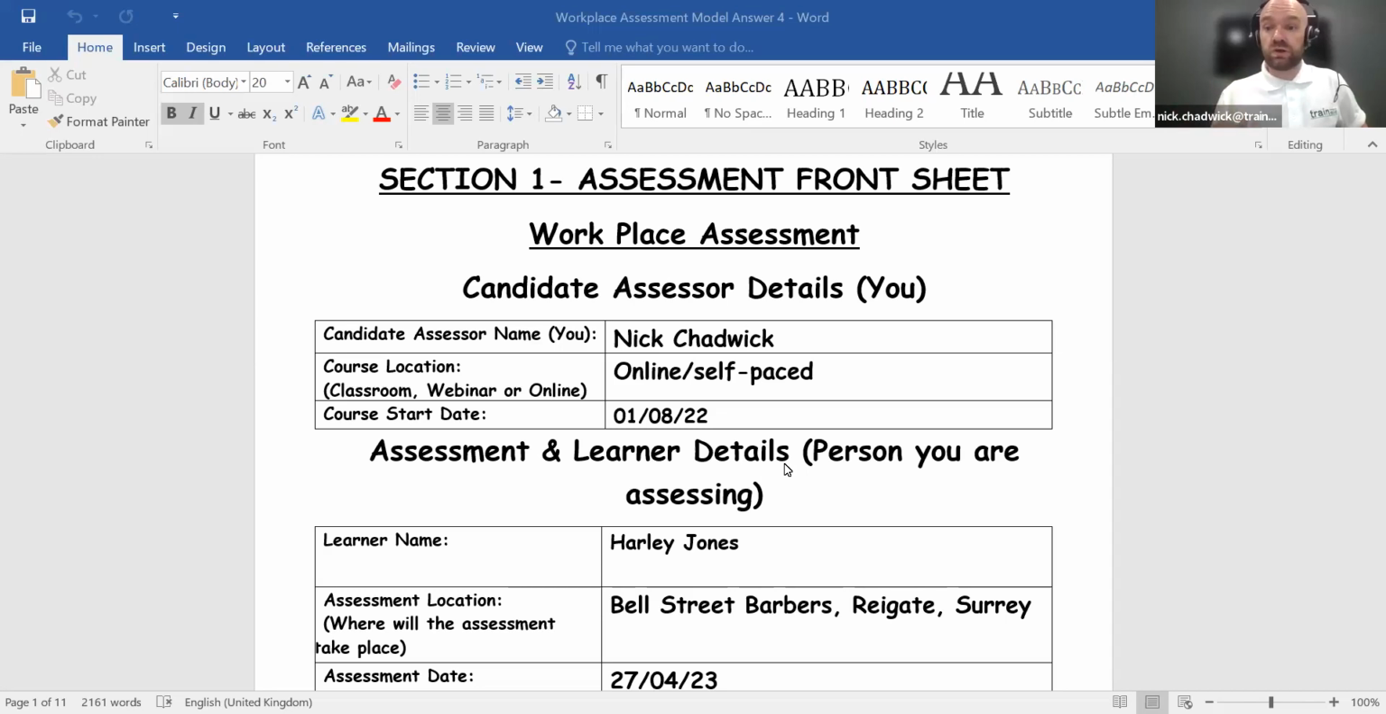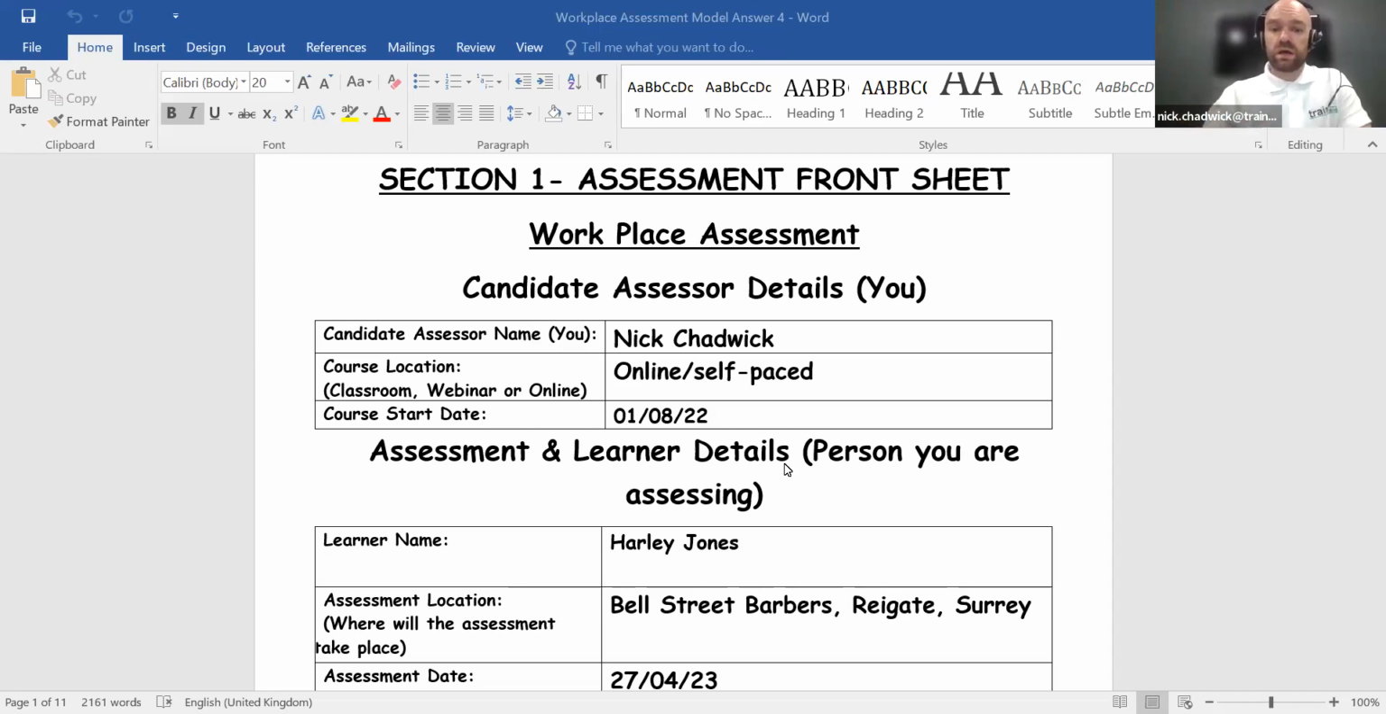So as we know, the learner can be perhaps a colleague, it can be an ex-colleague, it could be a friend or a family member, but you're seeing them within their day-to-day working role. This is usually in the presence of customers. It could be in the presence of fellow staff members as well. So you're seeing them within their day-to-day working role.